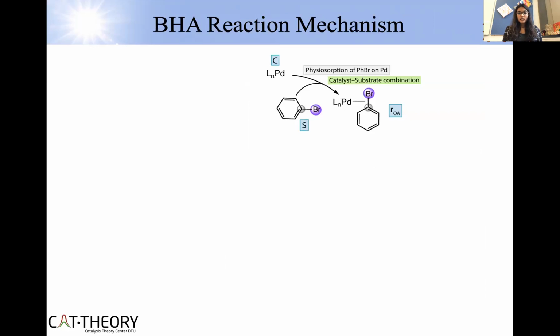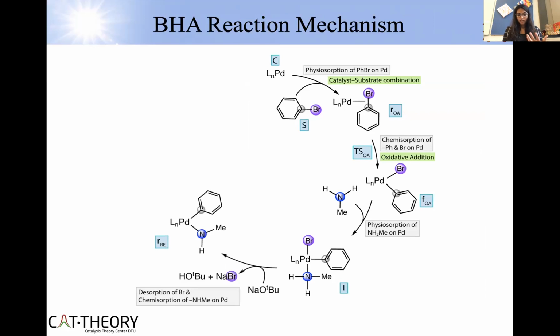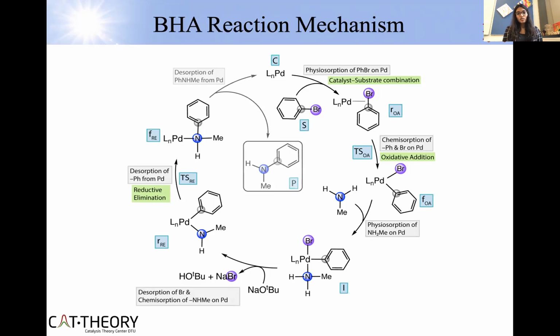So with that in mind, this is the reaction mechanism for the Buchwald-Hartwig amination reaction, which starts with the first catalyst substrate combination, followed by the oxidative addition of the phenyl bromide. Then there's physisorption of the amine group to the metal atom. Then the base helps in abstracting the hydrogen from the nitrogen. Finally, there's a reductive elimination step where the carbon-nitrogen bond is formed. And eventually there is desorption of the catalyst and the product, as you would have in any catalytic reaction.